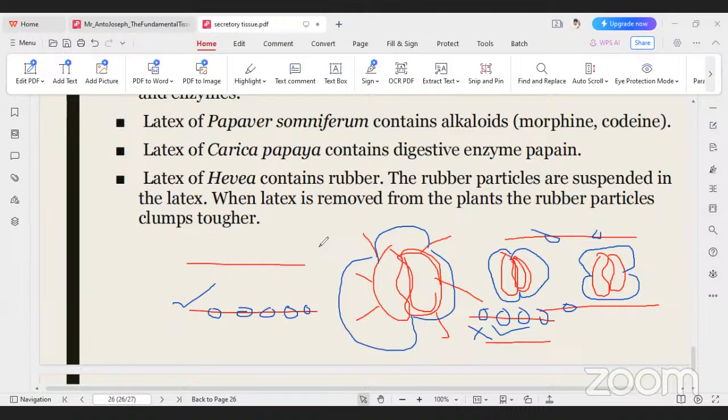If we take the internal structure, whether it is root or stem or leaf, the epidermal parts, whatever they may be, hairs, trichomes, stomata, are all completed. And what are the fundamental tissues? In order, what is next after the epidermis? Hypodermis. Right, hypodermis. Next, cortex.